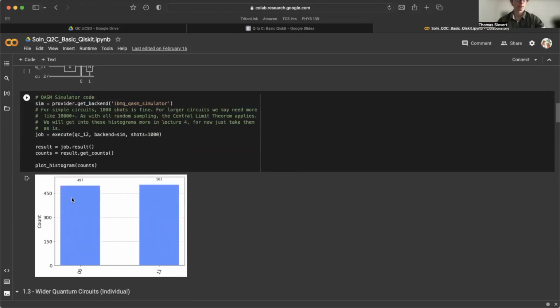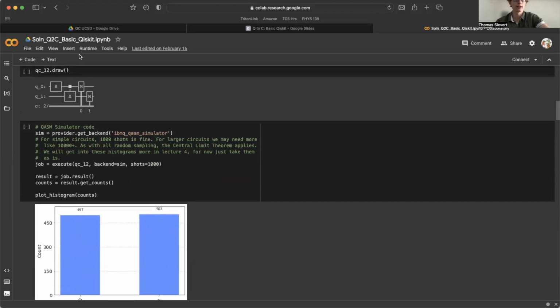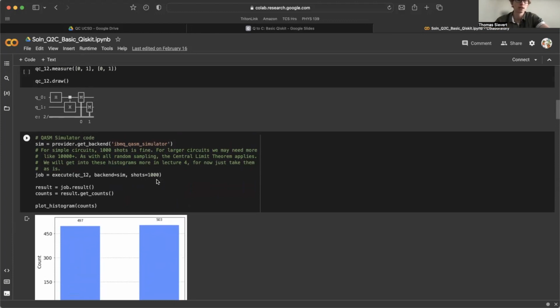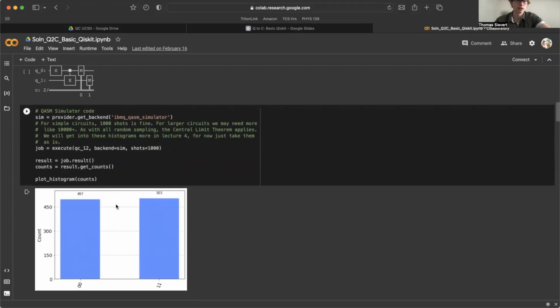And then this is just a picture of a histogram showing you the two possible outputs for this circuit and how often we measured each of them when we ran it 1,000 times. So this is all just simulated. It's not on a real quantum computer. But out of the 1,000 times we ran it, about 50% of the time we measured 0, 0. So one of the qubits was a 0, the other one was a 0. And about half the time we measured 1, 1. So again, one of the qubits was a 1 and the other one was a 1 as well.